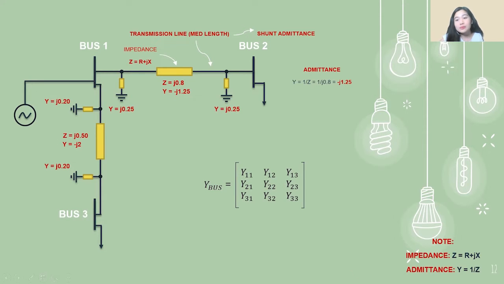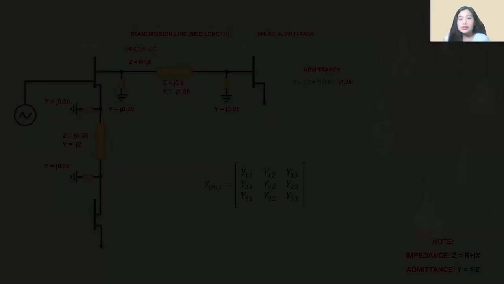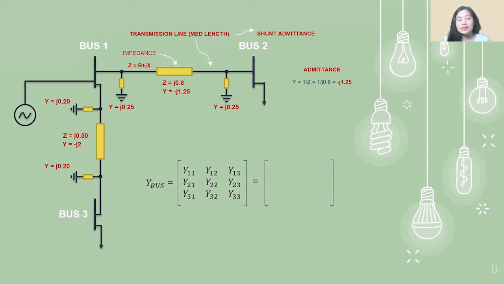And lastly, we have Y33. All of the admittances connected to bus 3 will be considered and added, and their algebraic sum will be the value of Y33. I hope you all get that. That's basically how we fill the matrix with values based on the circuit that we have. It's pretty simple at this stage.